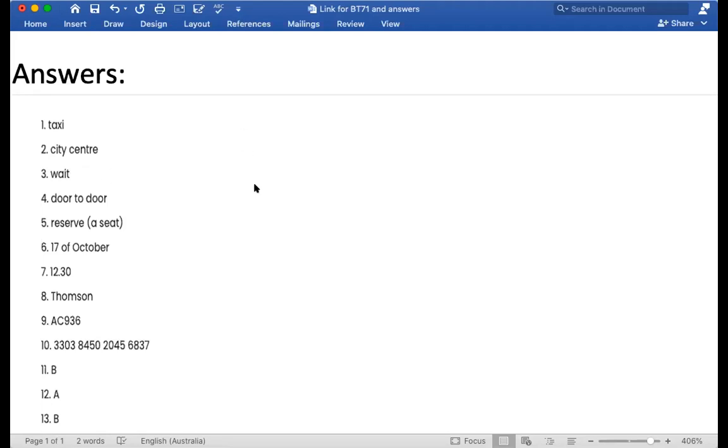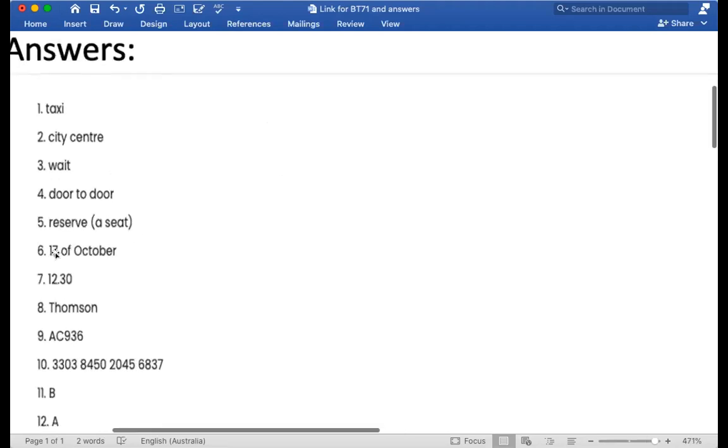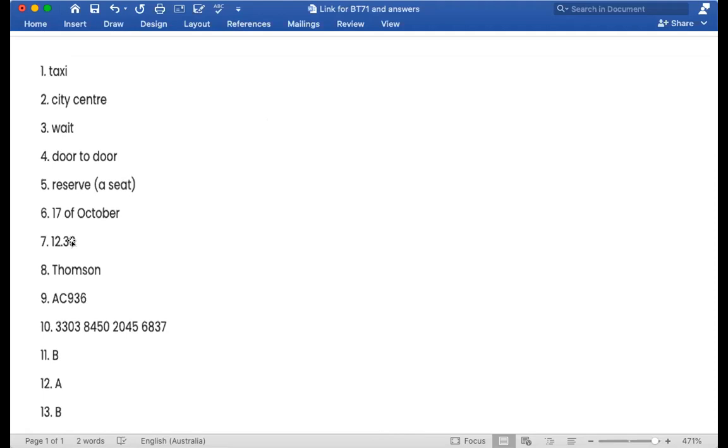Okay. Anybody else? Anything else? Okay. So from 6 to 10, there was only a 1-word limit. All of you were aware of that. Did you read the rubric? 1 word and a digit or a number. So reserve is correct. Okay. A seat. This is wrong. It's wrong, guys. 17 of October. This is wrong as well because there's only 1 word and digit. So it is 17 October.